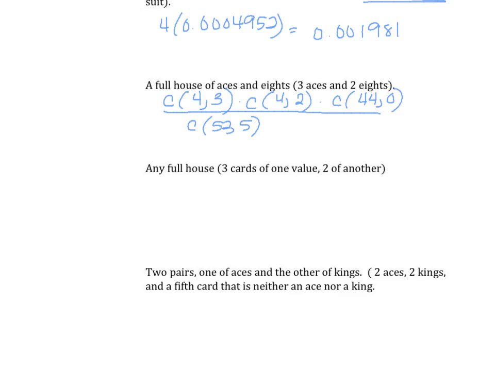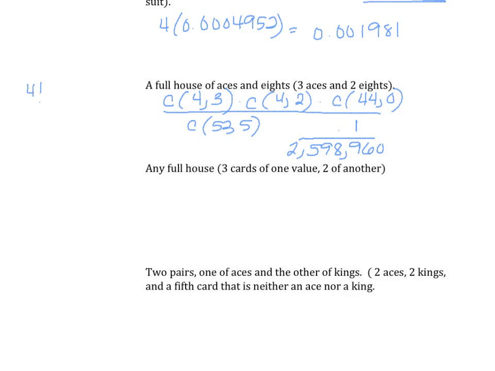So off to the left here I'm going to do each one of these. We already do know that 44 choose 0 is going to be 1, right? And we're going to divide this all by 2,598,960. So I just need to figure out what 4 choose 3 is and 4 choose 2 is. So let's start with 4 choose 3.